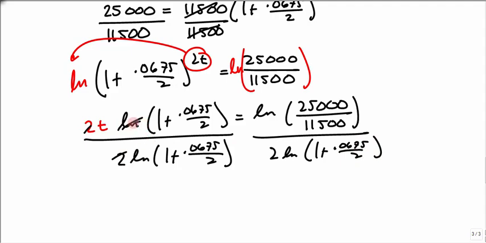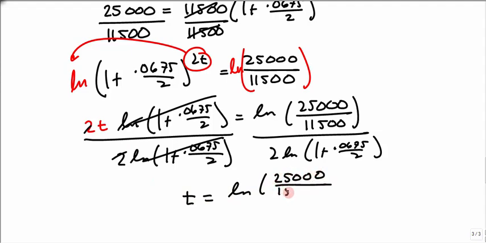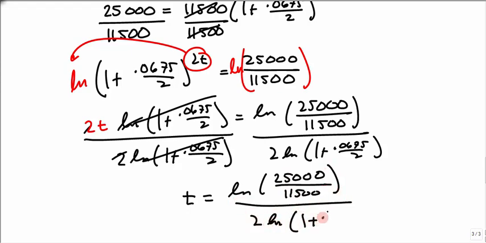Everything over here cancels except for the t. I get t equals this. Now, I don't like to do any intermediate reductions because a lot of times my final solution is off due to rounding error. So I'm leaving everything out in full form here. Now, when we plug this into our calculators, we have to be really careful because we have so many layered fractions here.